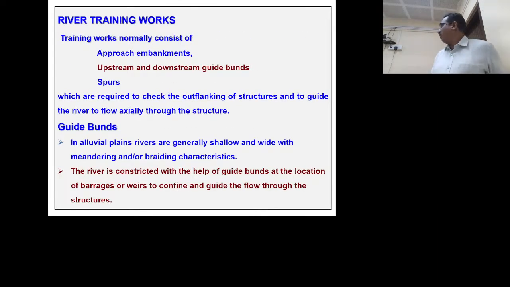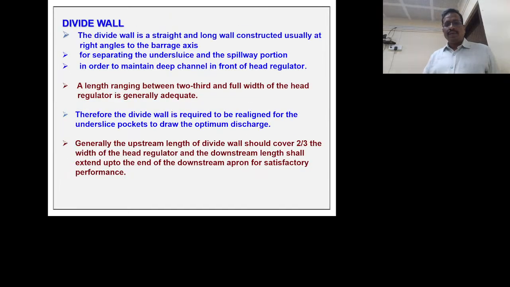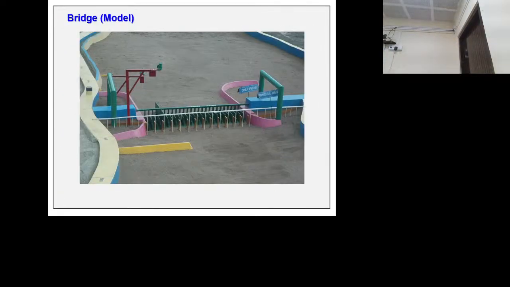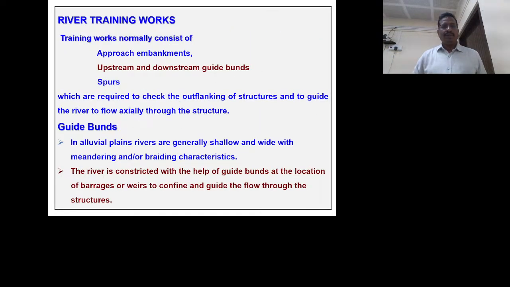River training works. I explained about the approach road. Will explain here. This is the approach road. So here you see the total width of the river is like this. Suppose 1.5 kilometer, but the waterway we have provided is only 175 meters. The rest we have closed. This is called the approach embankment. We have to design this in the model. Also, we have to design the upstream and downstream guide bands and spurs. Also, I have discussed.